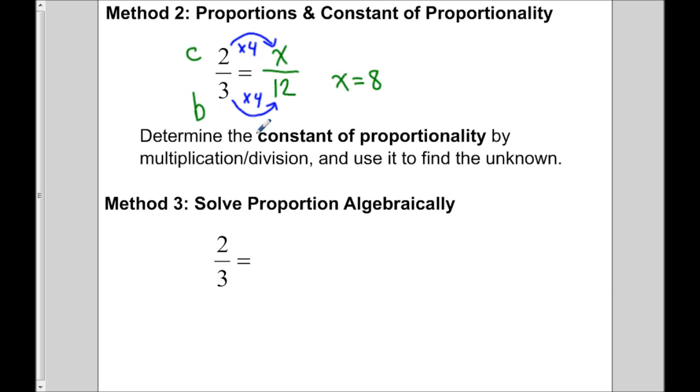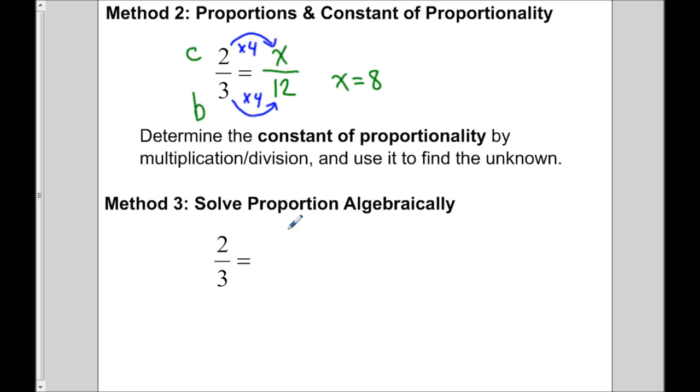So to determine the constant of proportionality, we do so using multiplication or division, and then we use it to find the unknown. So again, 3 had to multiply with 4 to get to 12, so that means 2 has to multiply with 4 to get you the answer, which would be 8.